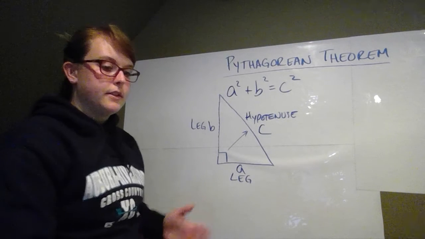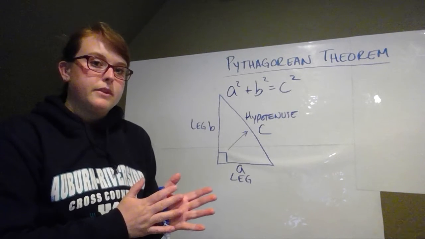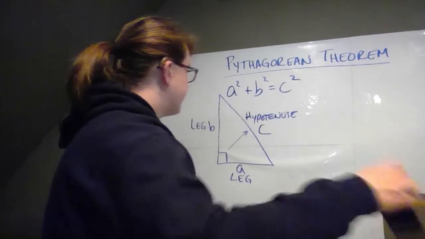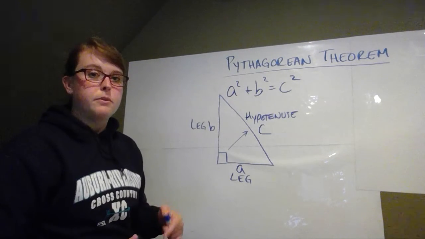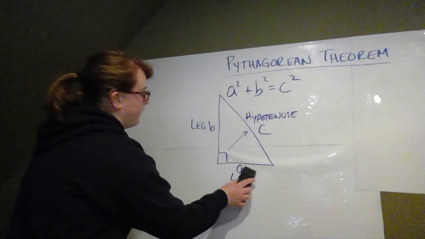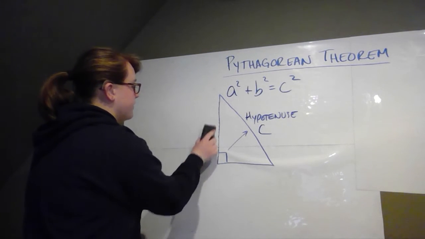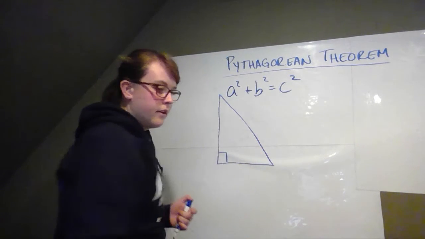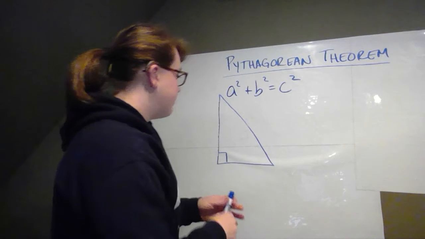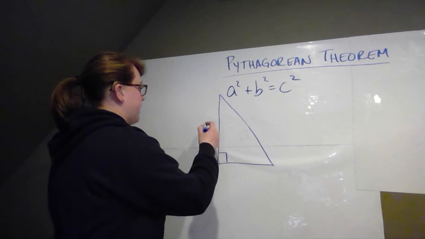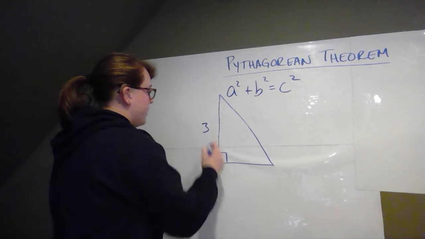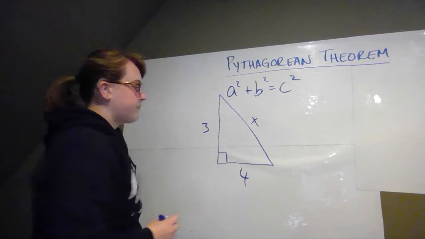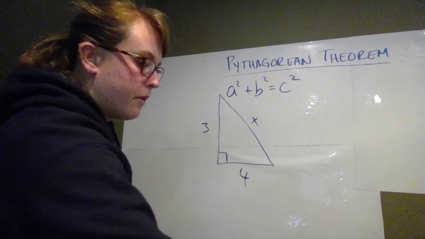So let's go ahead and try some examples that have to do with this Pythagorean theorem. One way that you'll notice the Pythagorean theorem used a lot is if you're given a right triangle and you're given two of the sides, but you don't know the length of the third side. Sometimes you might be given both of the legs. Sometimes they might go, okay, this is 3, this is 4. What's the missing side?